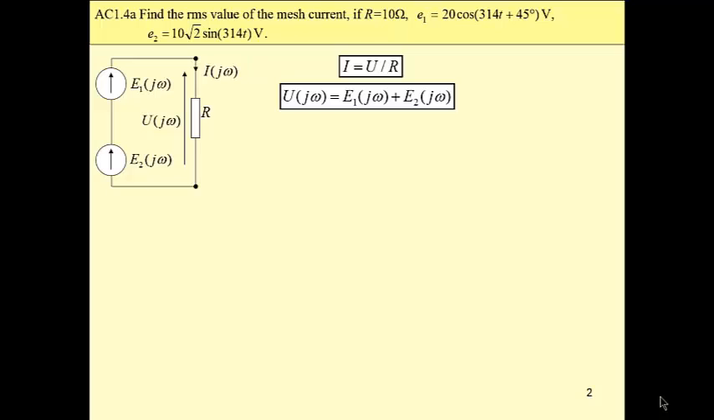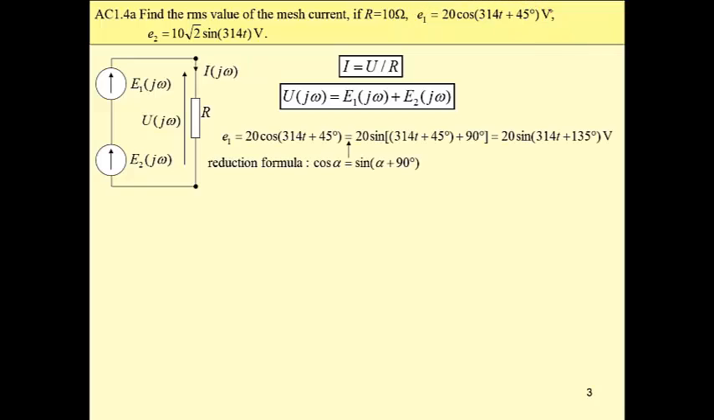So the first step is calculation of the phasor of the total voltage, which is the sum of two voltages. To add them, we may add them graphically or algebraically, but first we have to convert the cosinusoidal waveform that we have here into the sinusoidal one. Okay, we will apply a reduction formula.